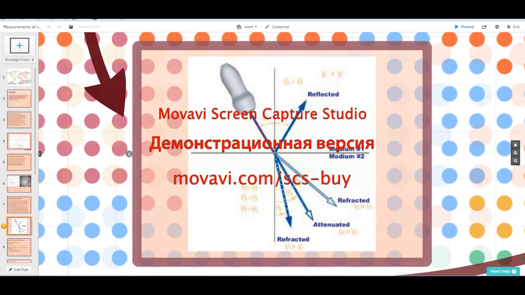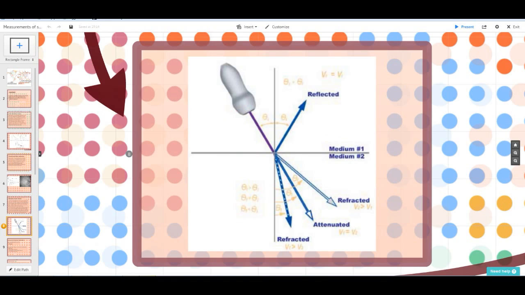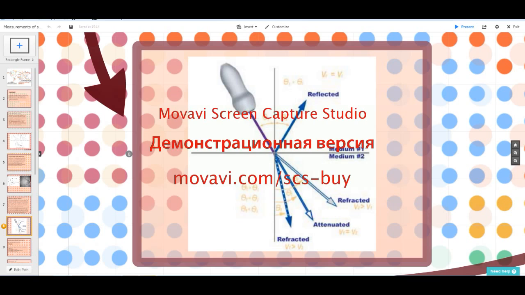This picture shows what goes on when the wave goes through the boundary layer and how the direction of propagation changes under these processes. As we can see, the angle between the normal line and the reflected wave and the normal line and the incident wave is equal.